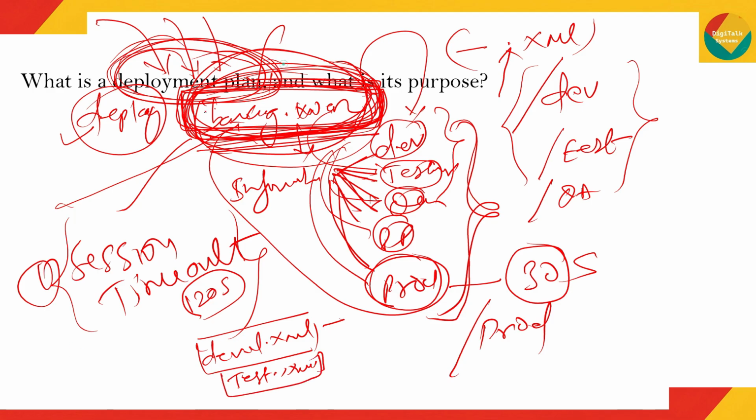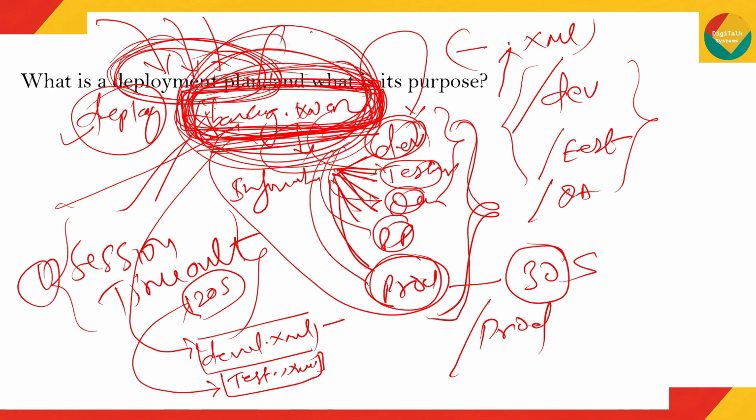So when I deploy this file in the development environment, I will give the deployment plan as development.xml. The same file I can deploy in my testing environment, and I will give the deployment plan as test.xml. This way, I don't need to change the code file every time. I need to specify the dynamic parameters, which are environment specific, in the deployment plan file, and it will overwrite the parameters inside the code file. Okay, so this is a deployment file.